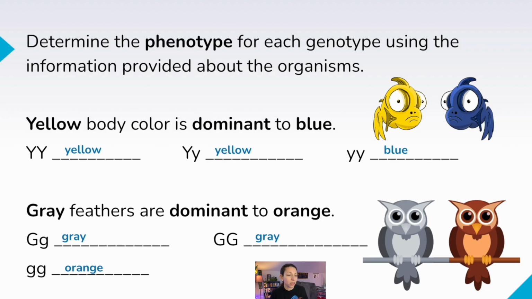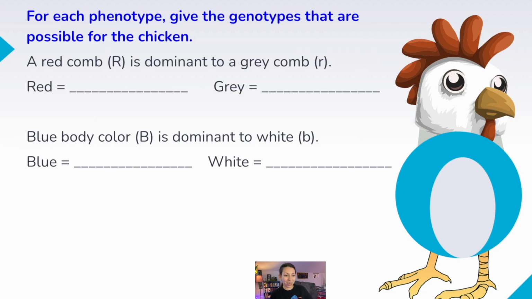Gray feathers are dominant to orange, so big G, little g is going to be gray as well as big G, and then little g is going to be orange. All right, for each phenotype, we're going to reverse it, give the genotypes that are possible for this chicken. A red comb, which is the part on their head, big R, is dominant to a gray comb, little r. And then blue body color is dominant to white. So tell me what the possible genotypes are for each of these phenotypes. Ready?